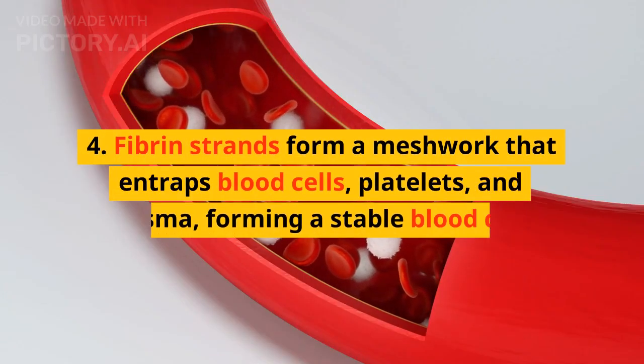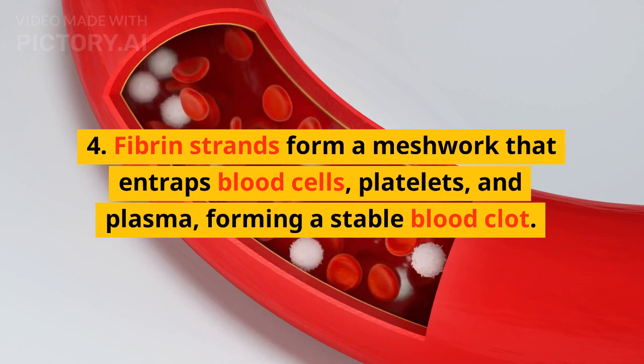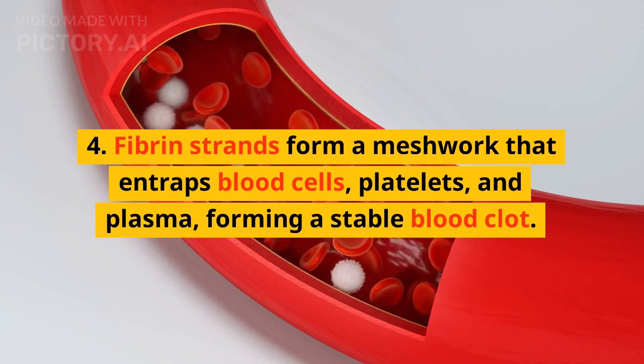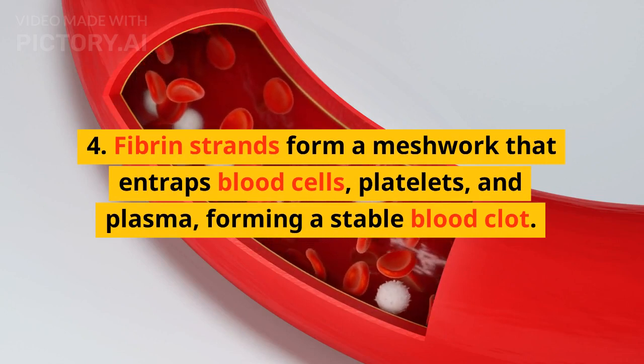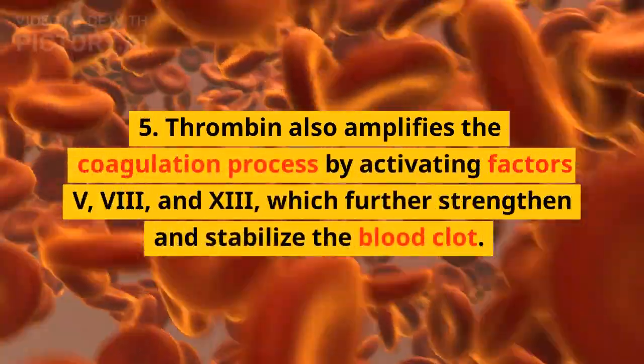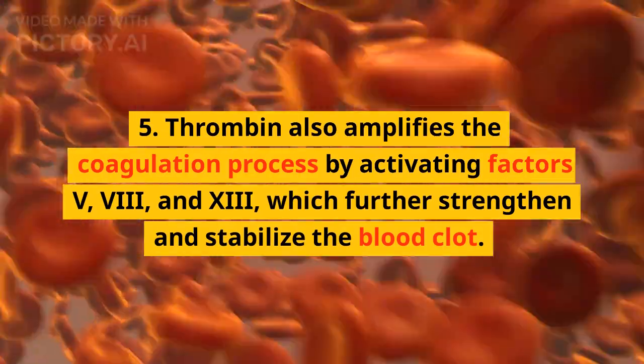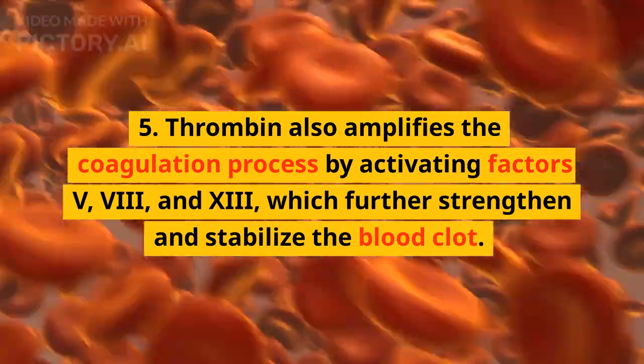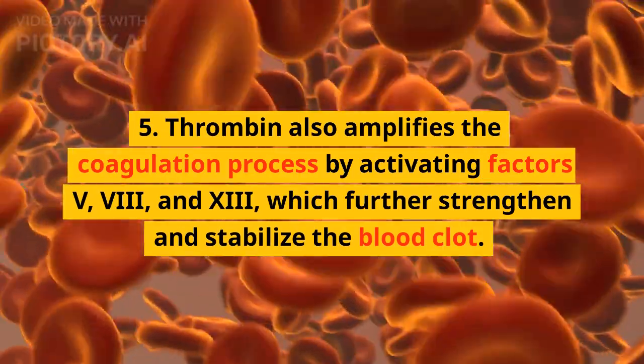4. Fibrin strands form a meshwork that entraps blood cells, platelets, and plasma, forming a stable blood clot. 5. Thrombin also amplifies the coagulation process by activating factors V, 8, and 13, which further strengthen and stabilize the blood clot.